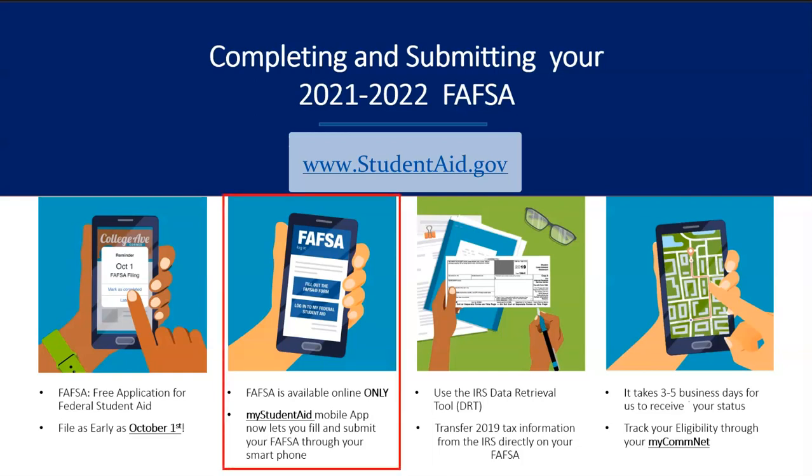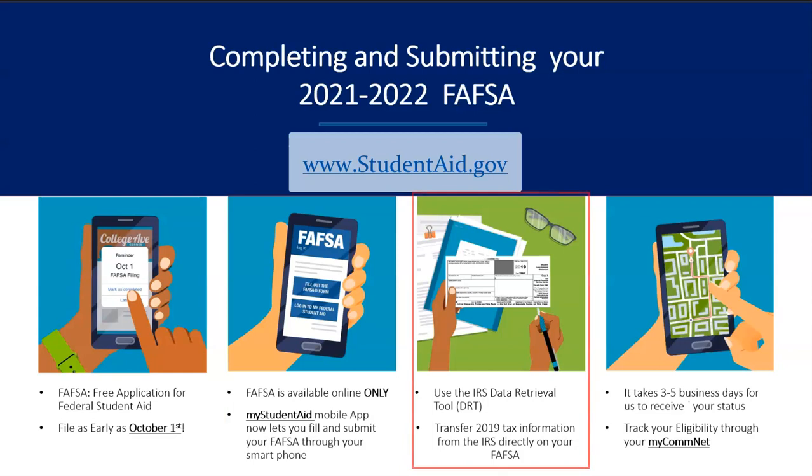The FAFSA is available online only. For students and parents who do have a smartphone, you are able to download the My Student Aid mobile app to complete your application right away. You will use your IRS data retrieval tool to transfer your 2019 tax information directly into your FAFSA. This is the safest, most accurate, and fastest way to input your financial information.